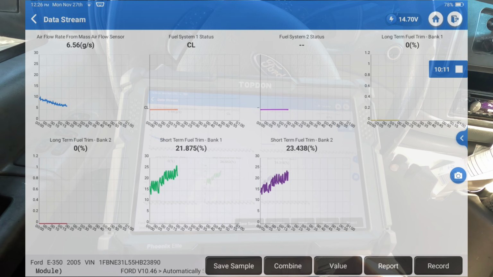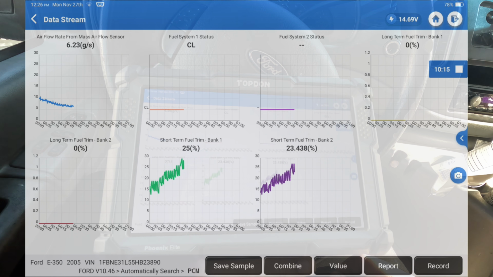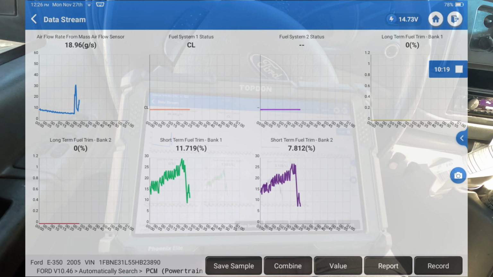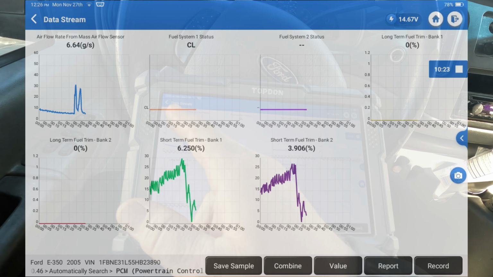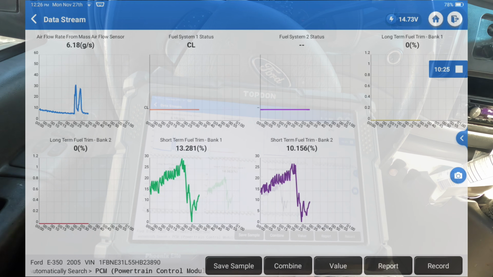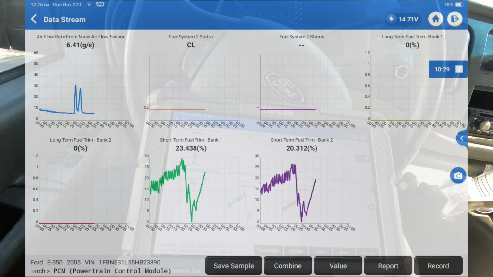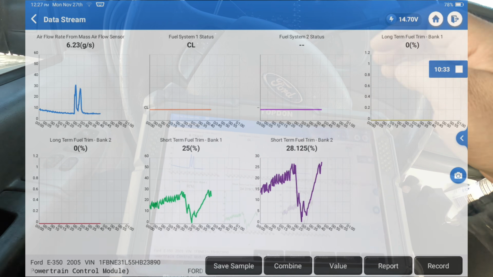See, short term is capped out. I mean, not capped out, but it's at 20. This definitely looks like there's still a vacuum leak. The only thing saying not is that the mass airflow is reading really high. I would expect 5.4 at idle. We're idling now at about, I don't know, 750. Should really get that data PID.